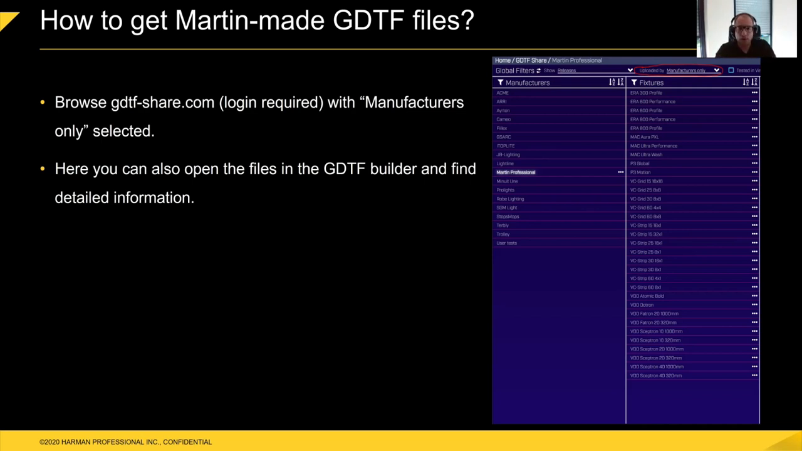When you open them here, you can also open them in the online GDTF Builder, and there you can look into the details of the fixture, find pan tilt speeds, find actual colors, find the DMX layout. All of that information is in the GDTF file, which you can then browse and open in the online GDTF Builder.